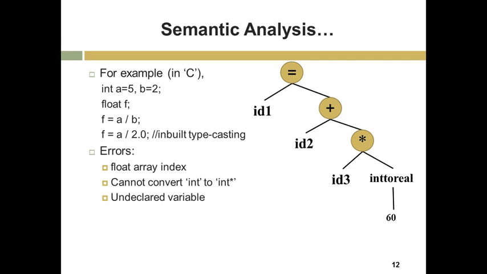Some common errors checked by semantic analysis: if we use a float array index, then we get an error like cannot convert integer to integer star, where even implicit typecasting is not possible. Also, if the data types on both sides of the assignment operator are different, or if any variable is not declared, it will be reported, since it also checks the scope rules.